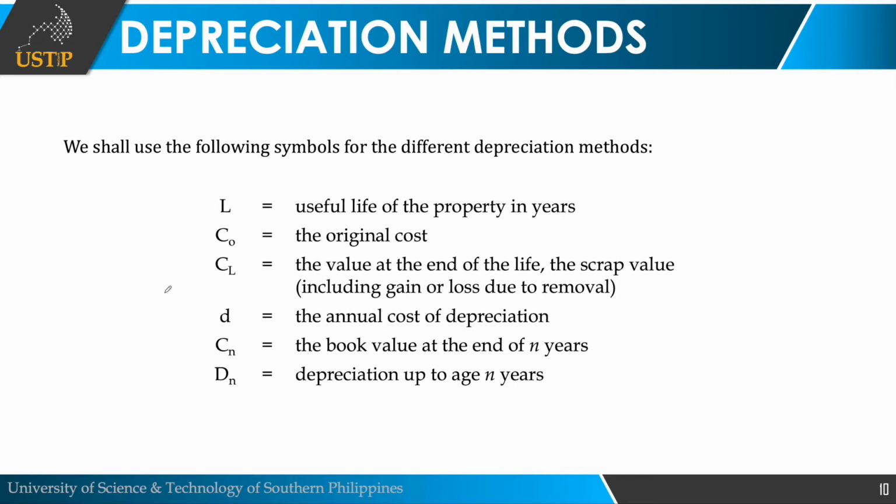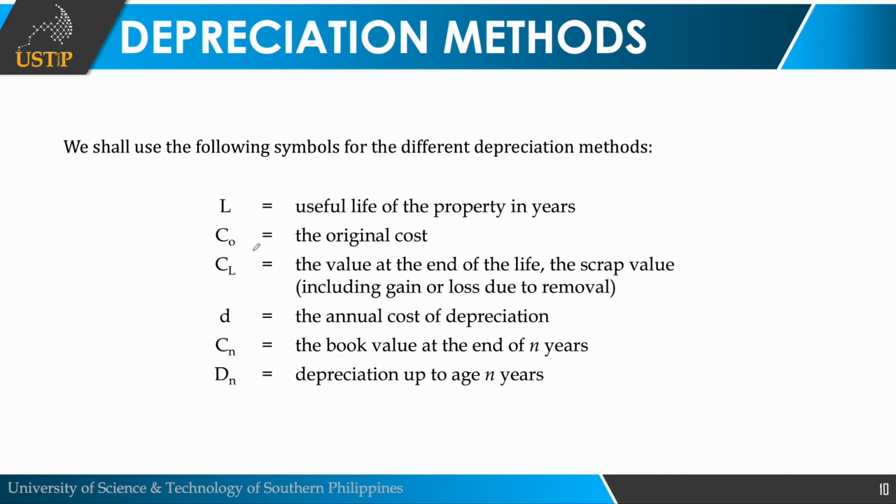So we denote that as big letter L. And then we have C sub O, this is the original cost. It's very useful to know the original cost of the property. In problems, the original cost is the original price upon purchase of the property. There are problems where there is, for example, installation or other expenses. So you add that to your original cost.